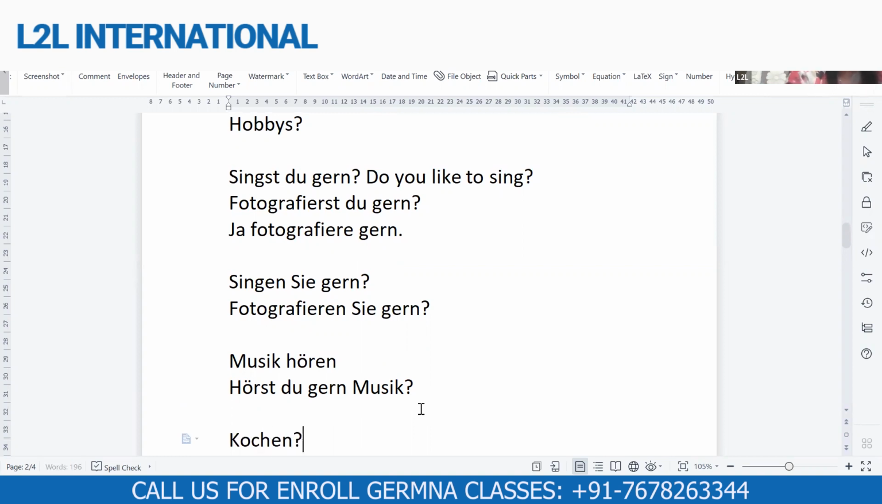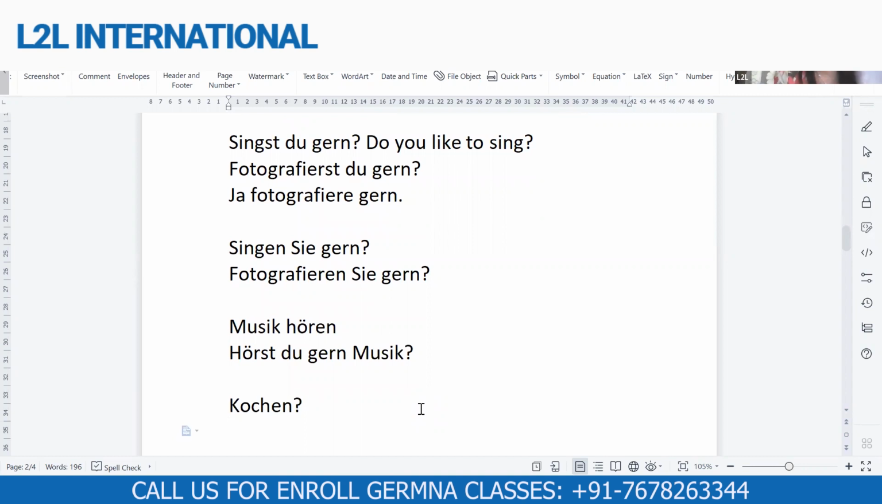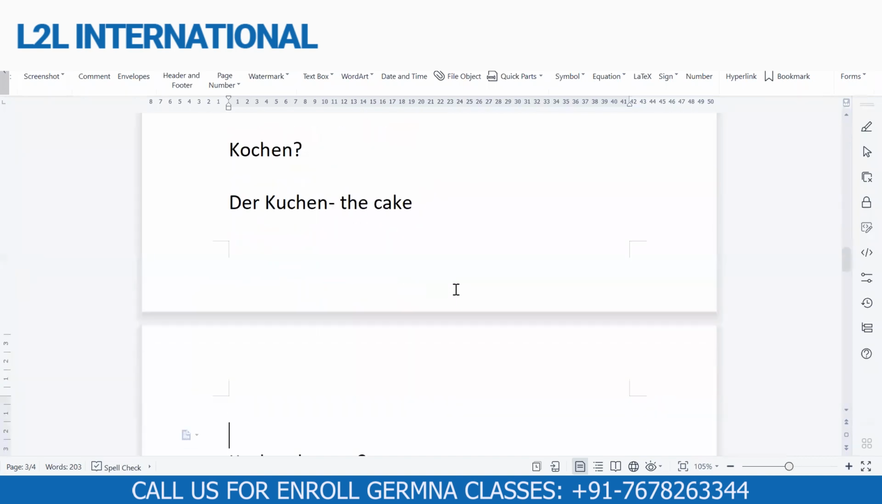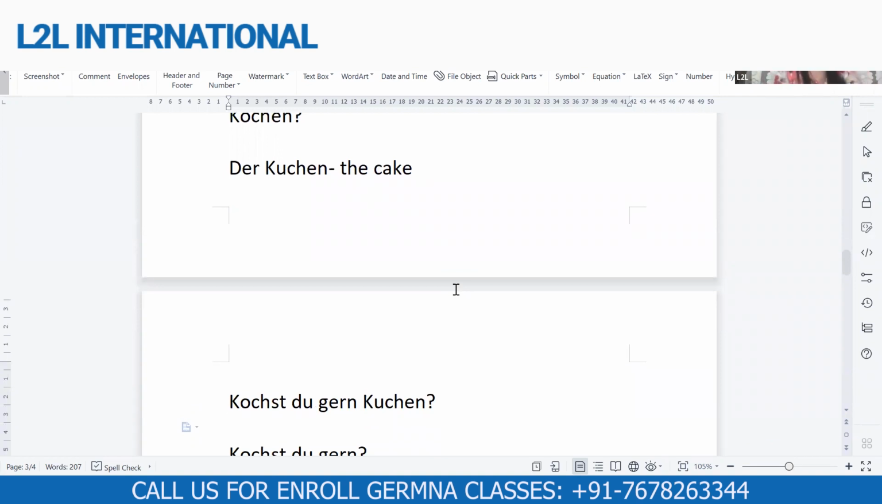Now, let's see. I have to make the question with kochen. Who can make the question with kochen? Kochst du gern? Yeah, Kochst du gern. And now if I have to ask about a particular thing, like, do you like to cook cake? Der Kuchen means cake, remember. So now I have to include this word also. Kochst du gern, the last place will be Kuchen. Kochst du gern Kuchen. So when you have a noun in the question, put it at the last.